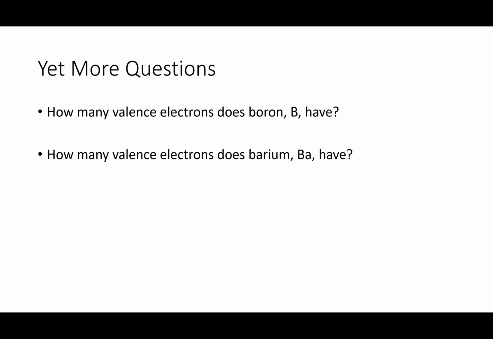Okay, back to you, Melissa. So how many valence electrons does barium have? 56. Valence electrons. So it has 56 electrons, but they aren't all valence electrons. So we're going to look at the group it's in. Yeah. And what's its group number? 2. Yep, so it has 2 valence electrons.